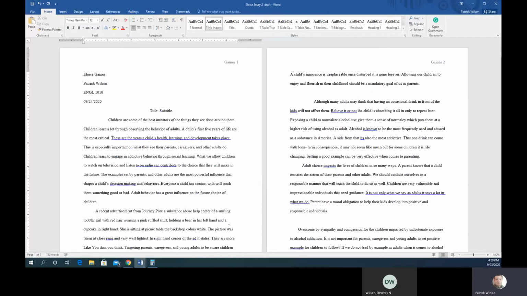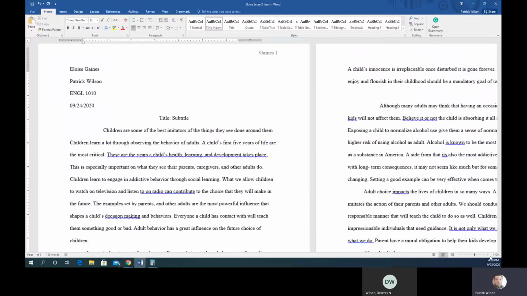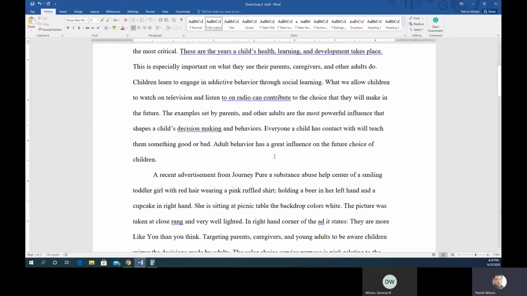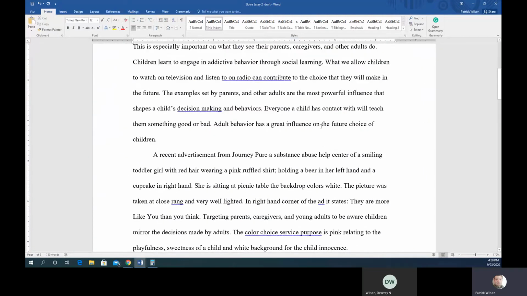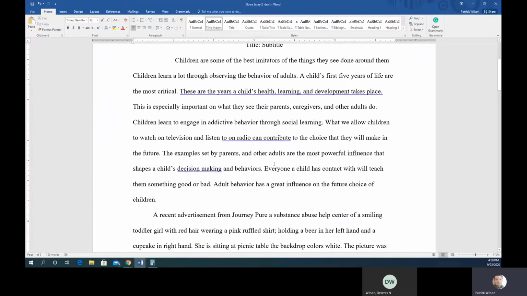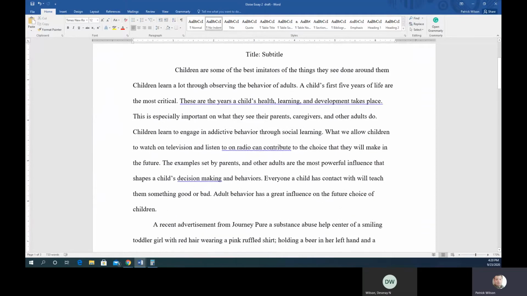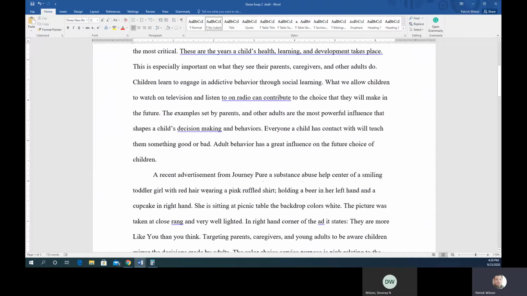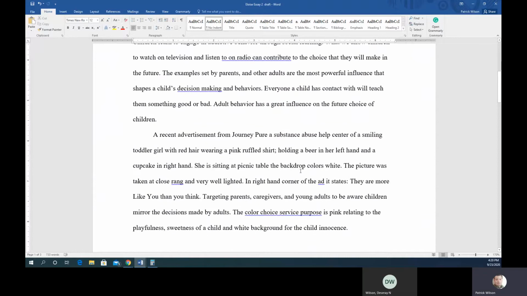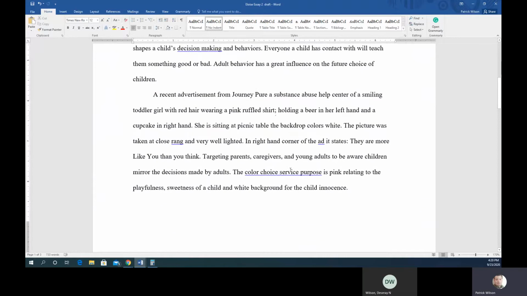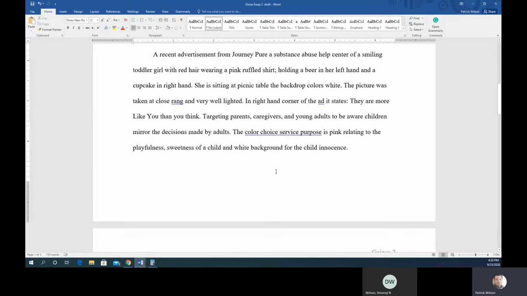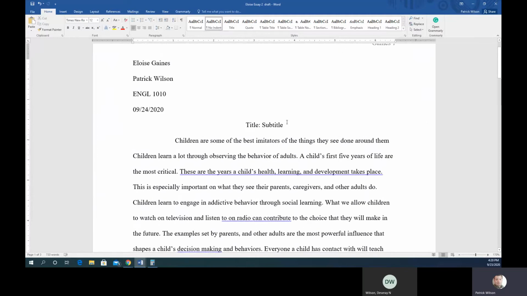From what I'm telling now, because I didn't get a chance to really read all of it, I'm looking at your thesis statement here. Adult behavior has a great influence on future choices of children. Okay, that's good. Let's see, the recent advertisement. Okay, good. Yeah, I think that's the reason why I wanted to show you how to do the whole picture in the ad.